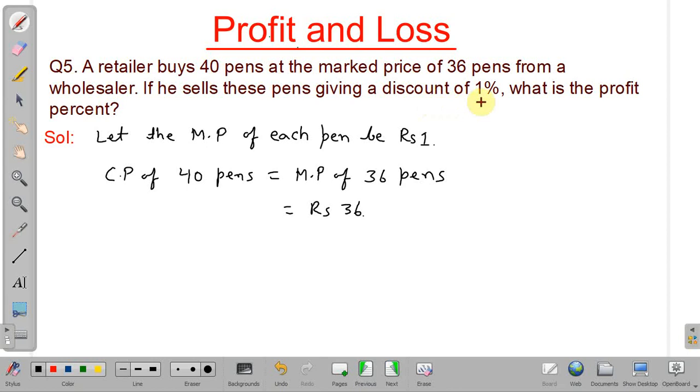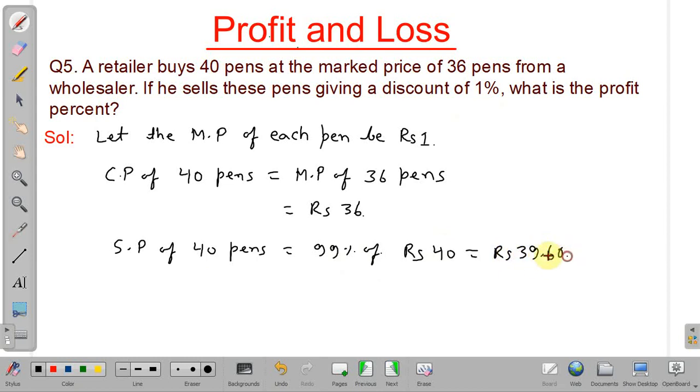Now we have to calculate the selling price. See, he is selling at a discount of 1%. So selling price of 40 pens, okay, marked price is rupees 1. So selling price will be 99% of 1 because he is giving a discount of 1%. So 99% of rupees 1, but total quantity is 40, so rupees 40, and this will be rupees 39.60.